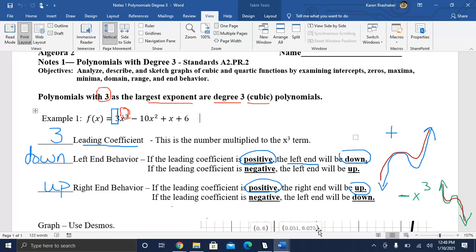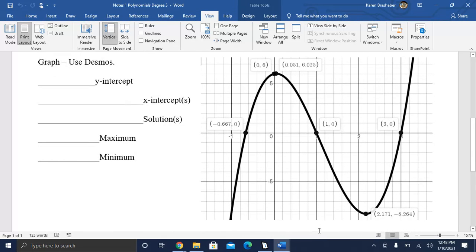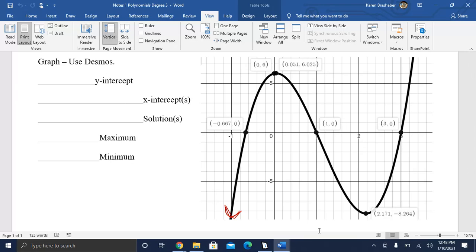So the first thing you're going to analyze is the leading coefficient. Positive, it goes down to up. Negative, it goes up to down. I'll have to clear the screen to move on to the rest of our analysis, but I do want you to see that that happened on this graph. So we had a positive 3 as our leading coefficient. So the left-hand side is pointing down, the right-hand side is pointing up. So it went from down to up.